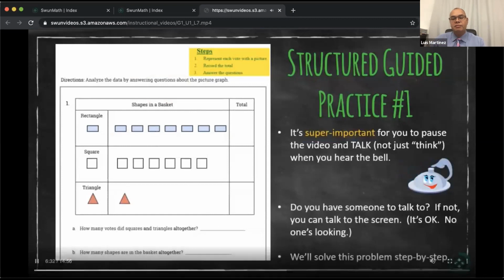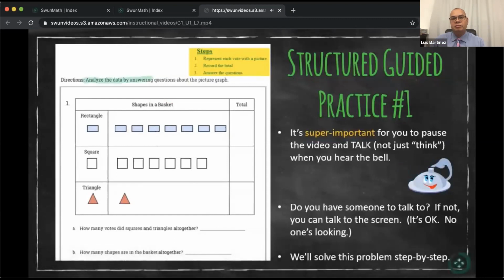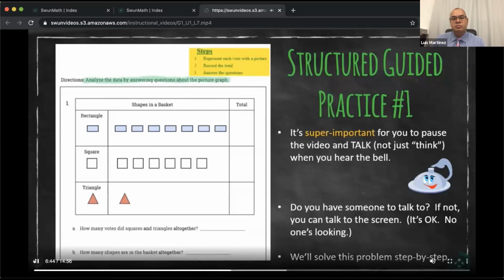Our directions say, analyze the data by answering questions about the picture graph. The first one we are going to analyze is shapes in a basket. Let's use our steps to help us fill in the graph. Our first step is represent each vote with a picture. Can you tell someone what our next step is?